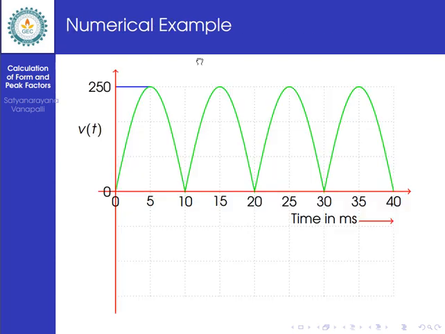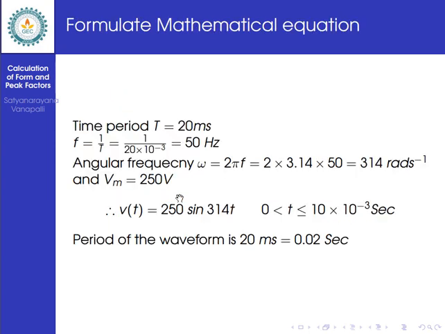Now we see how to apply the same procedure to a numerical example. In the diagram, you are seeing a numerical example. The output of a full wave rectified circuit has peak value equal to 250 volts and the time period is equal to 10 milliseconds. As we are evaluating the RMS values and peak values for a full wave rectified sine wave, we need to consider the time period for both the half cycles of the sinusoidal waveform.